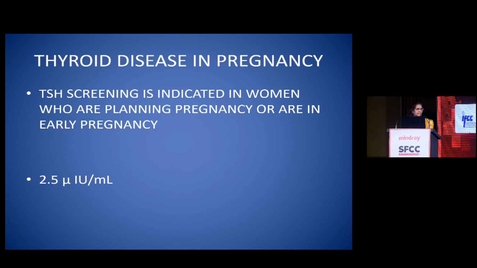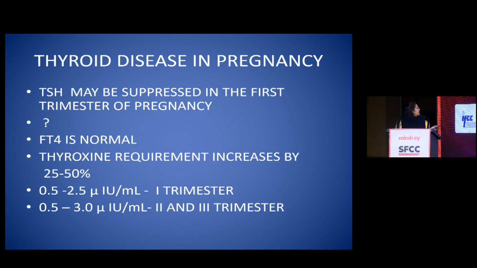So thyroid disease in pregnancy, this is a unique entity. TSH screening is indicated in women who are planning pregnancy or are in early pregnancy. The TSH that should be aimed at for these pregnant women is 2.5 micro international units per ml. TSH may be suppressed in the first trimester of pregnancy.